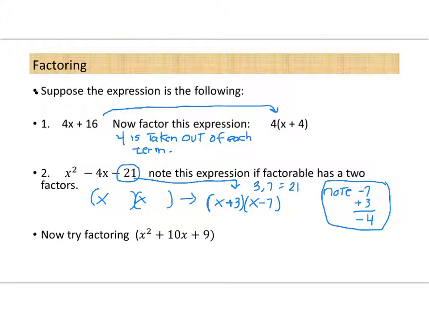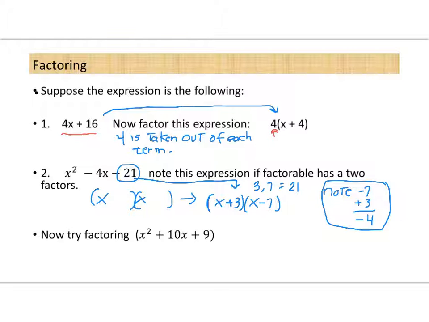In this chapter, we're going to be doing things called factoring. Suppose I have the following expression: 4x plus 6. Now to factor this expression, I will take a 4 out of each term. So by taking a 4 out of each term and putting it in parentheses form, I see I can put a 4 in, and then obviously the parentheses is x plus 4.